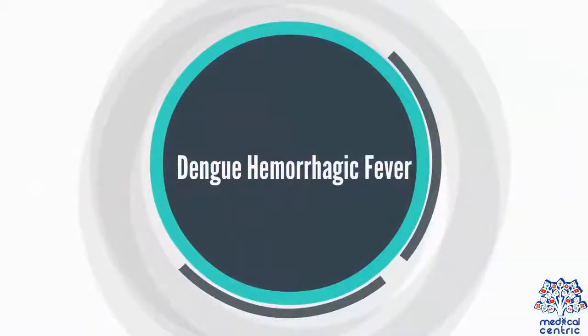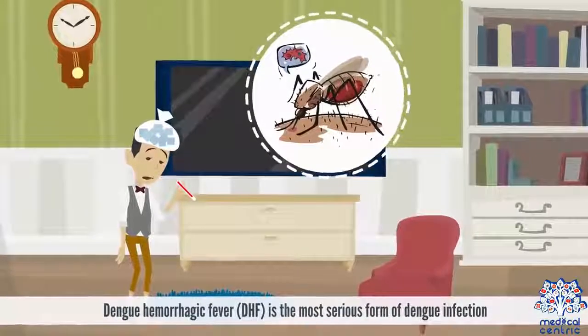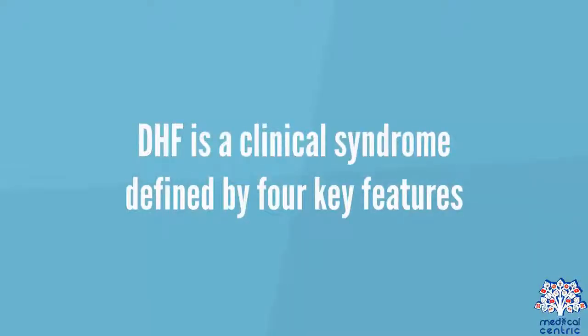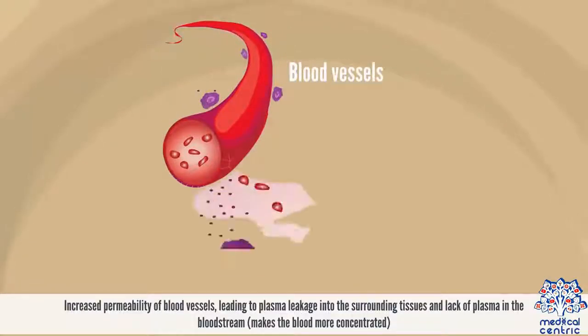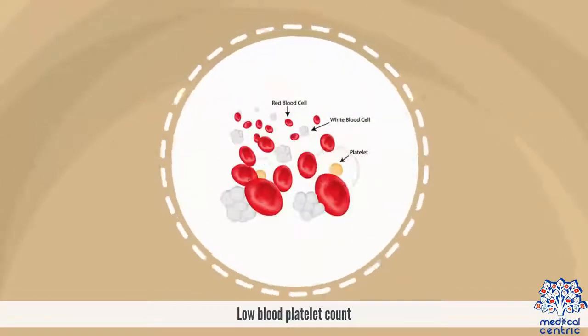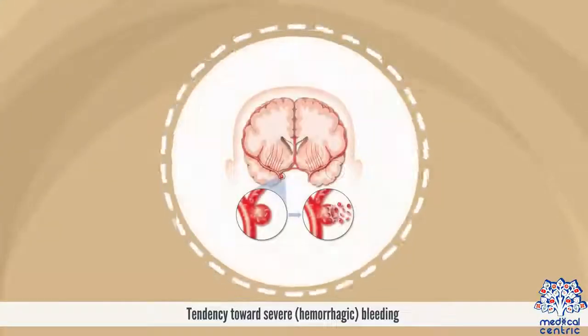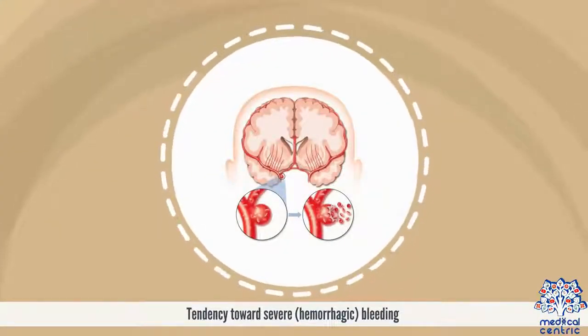Dengue hemorrhagic fever. Dengue hemorrhagic fever, or DHF, is the most serious form of dengue infection. DHF is a clinical syndrome defined by 4 key features. Increased permeability of blood vessels, leading to plasma leakage into the surrounding tissues, and lack of plasma in the bloodstream, which makes the blood more concentrated. Low blood platelet count, fever that lasts for 2 to 7 days. Tendency towards severe or hemorrhagic bleeding.